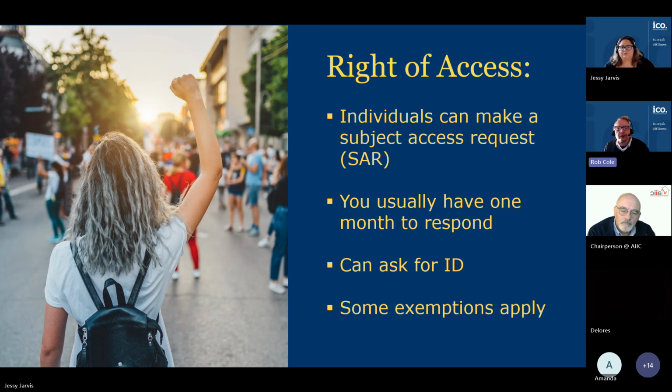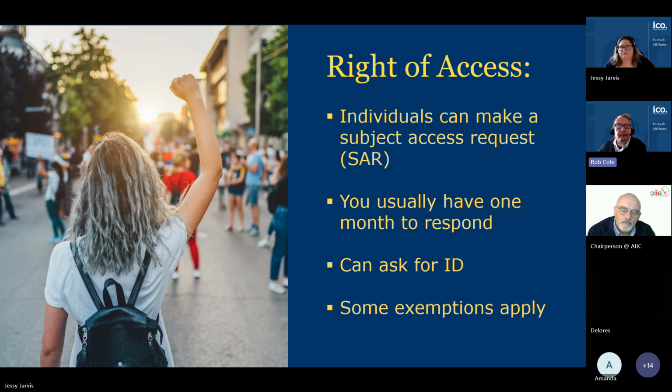And also you mustn't use a request for ID to delay the response unnecessarily. You get quite a lot of questions about that, and our colleagues in the other department which deals with complaints from the public about where organisations haven't complied with data protection correctly, that's quite a common one there as well.